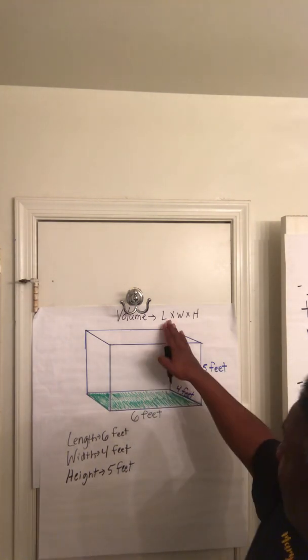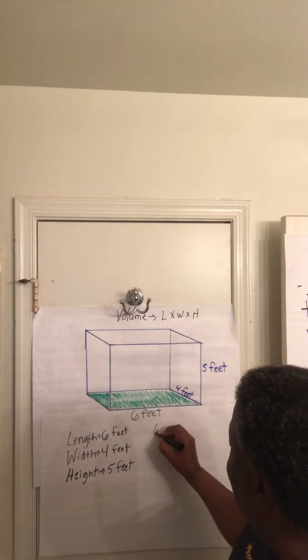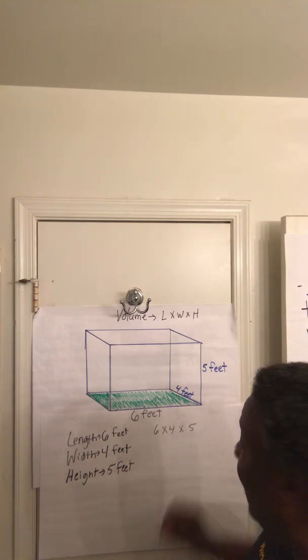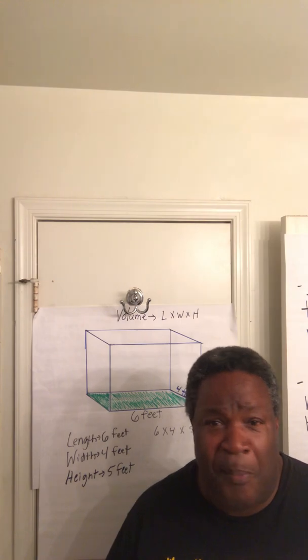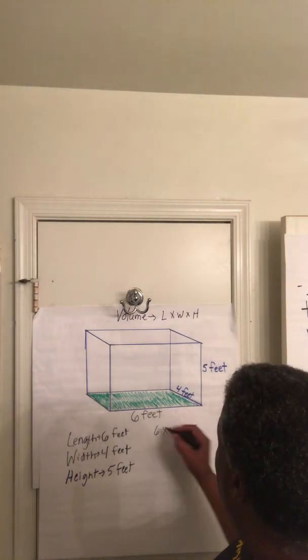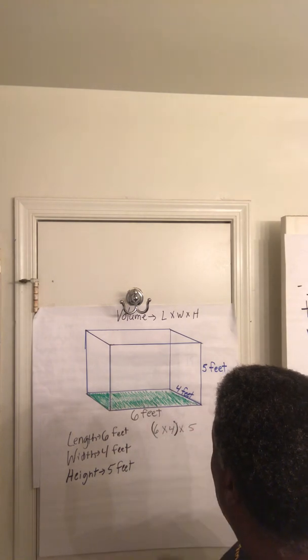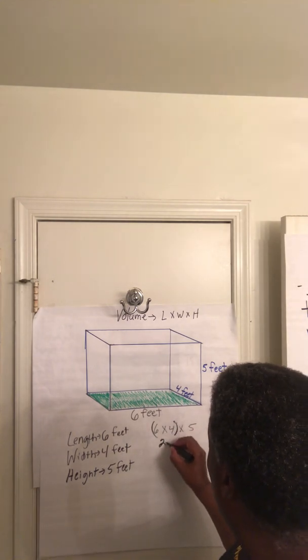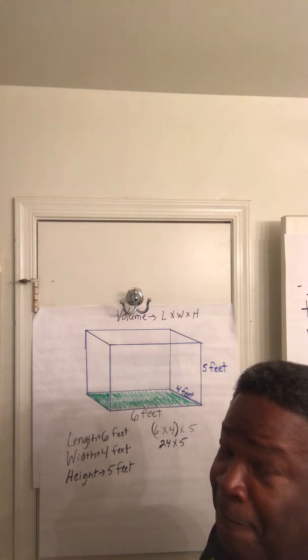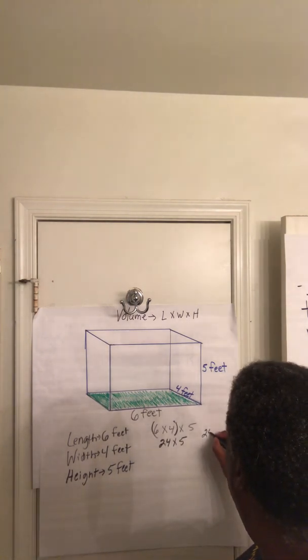So I am going to plug our numbers in. So we have 6 times 4 times 5. And as we discussed earlier, it doesn't matter what order we multiply those factors in. I'm going to start with the 6 times 4. Well, if I multiply 6 times 4, I get 24. And I still need to multiply that by 5. So I'll do that over here to the side. I'm going to do 24 times 5.